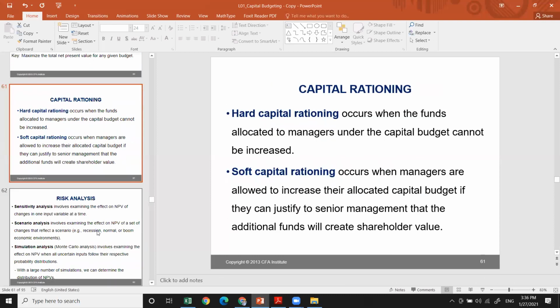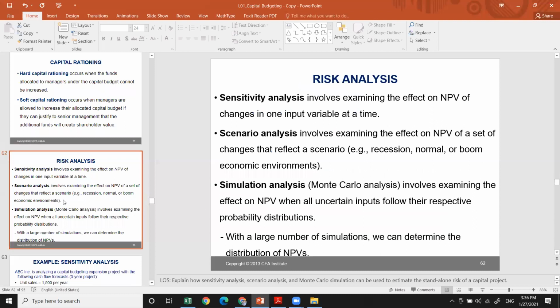Okay, I think then we are coming to the risk analysis. This is the part that I wanted to start on Monday. We're going to have the class and go through it.